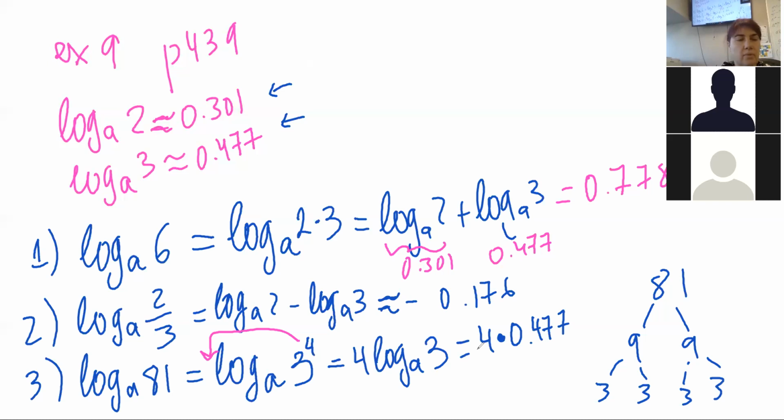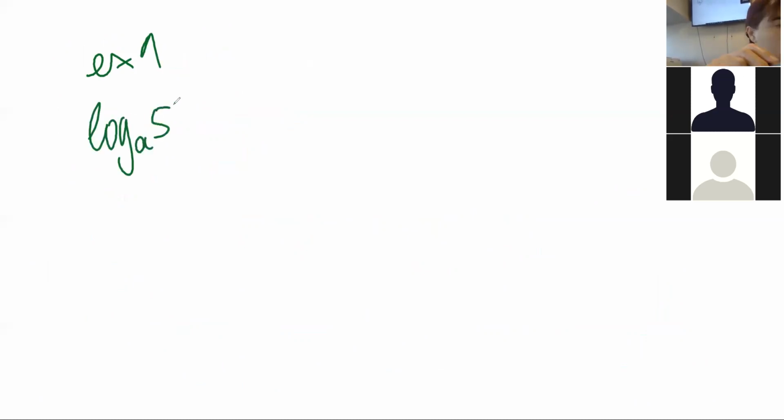Let's do E. Okay, I'm jumping to E, which is the fifth one. We're going to try to do E. I erased my thing, but I know what we're talking about. Example 9. So E is logarithm of 5. How can you use the two logarithms to get this?